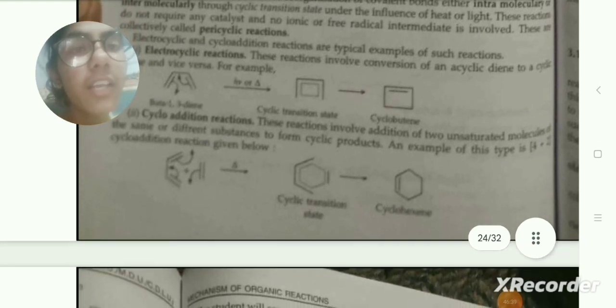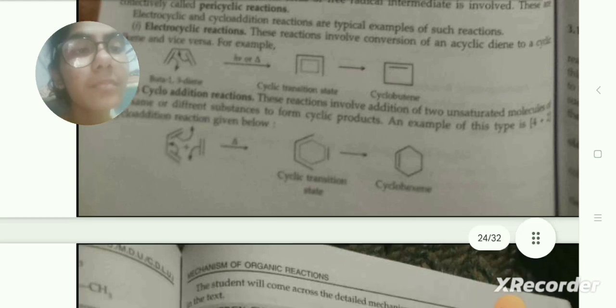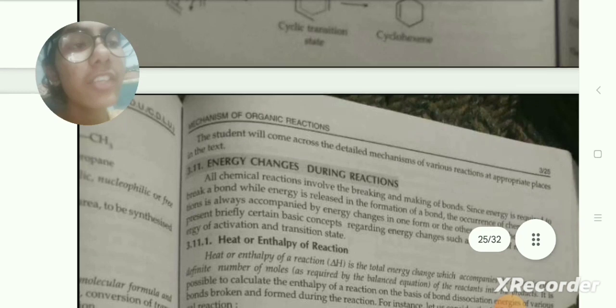These are collectively called pericyclic reactions. Electrocyclic and cycloaddition reactions are typical examples of such reactions. Electrocyclic reactions involve the conversion of a cyclic diene into a cyclic alkene and vice versa. For example, and cycloaddition reactions involve the addition of two unsaturated molecules to form a cyclic product. We will come across the detailed mechanism of these reactions later.